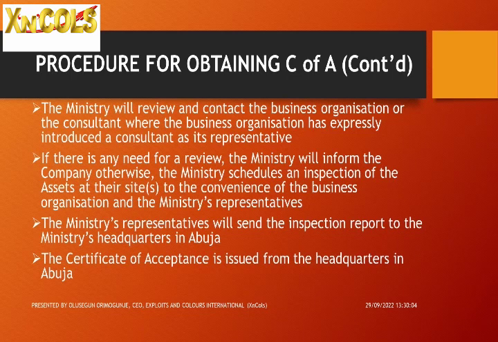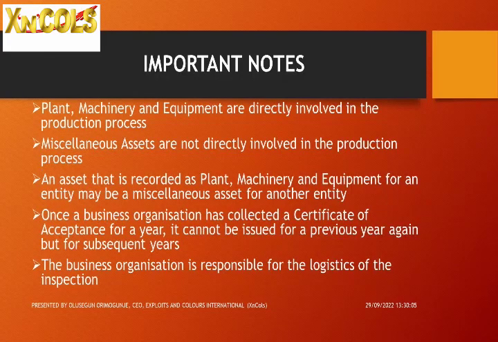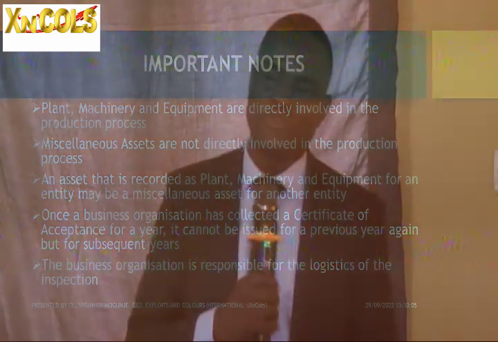There are notes that are important. One, plant, machinery, and equipment are directly involved in the production process. Assets that are classified as plant, machinery, and equipment in one organization may not fall into that category in another organization, because an organization that is, for instance, into transport would have their vehicles as plant, machinery, and equipment, while an organization that is into hotels, for instance, may not have that as part of their direct production process. So it will not be recorded as plant, machinery, and equipment.